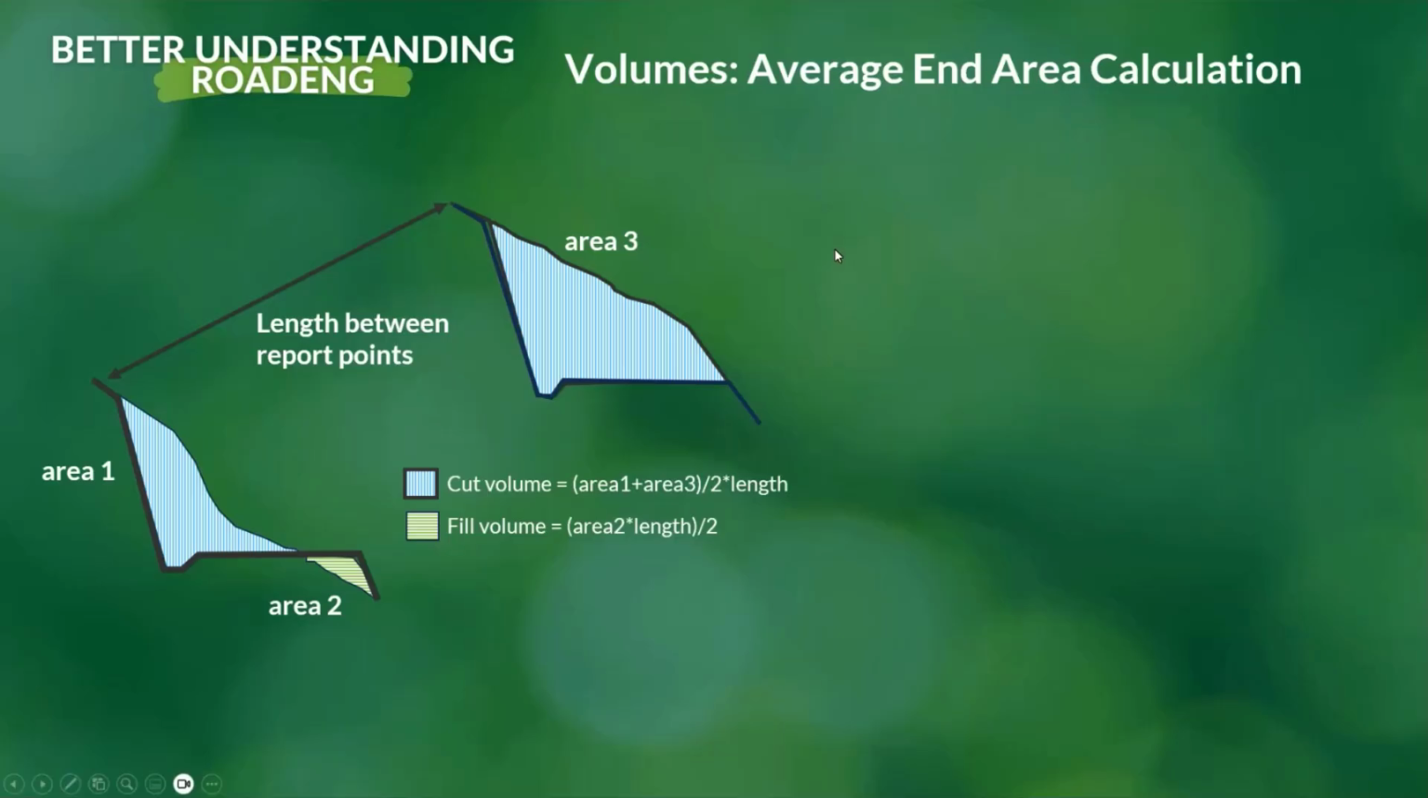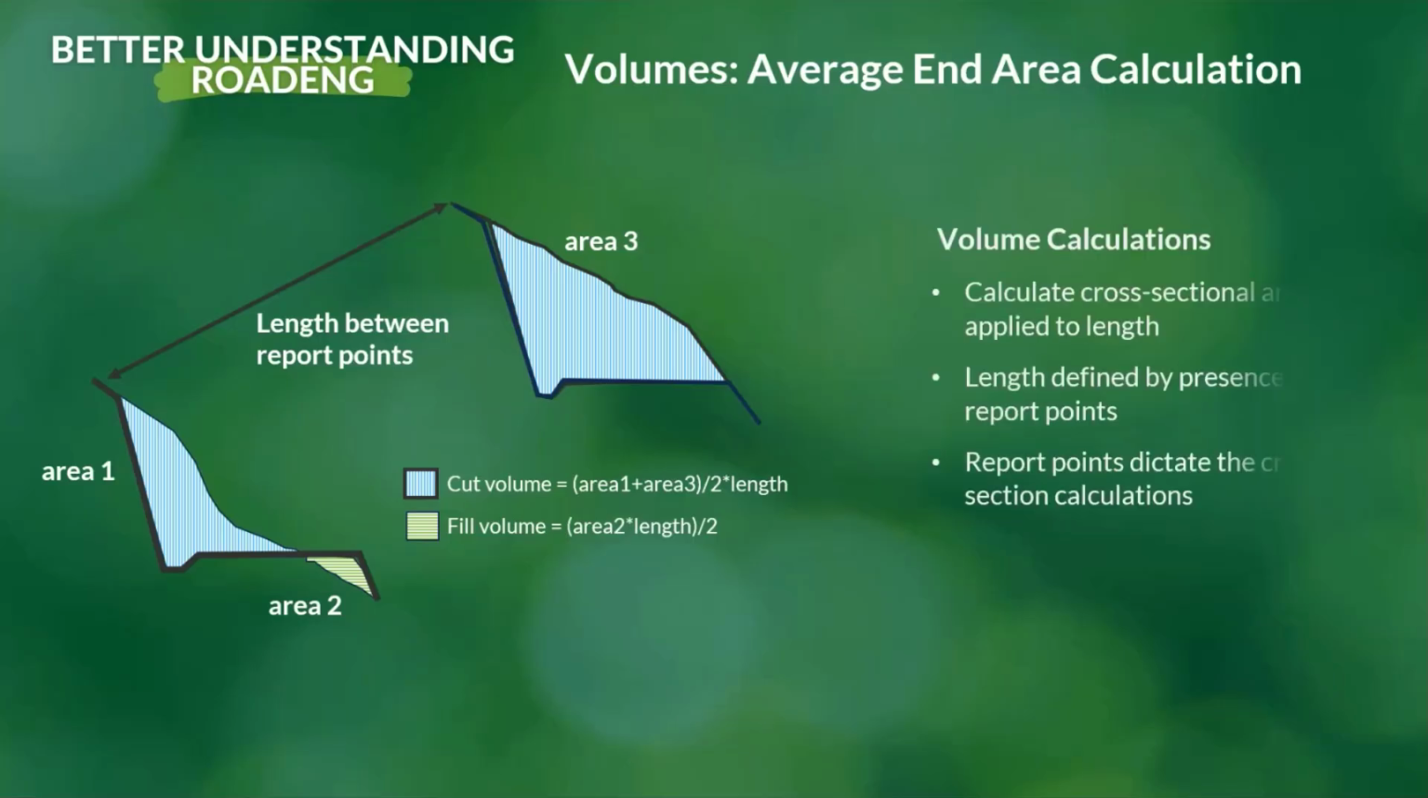So that length between report points, the further apart they are, obviously, the less accurate your calculations are going to be. So trying to find that balance point between performance and accuracy is really important. Volume calculations are cross-sectional areas applied against the length between the report points. And I should say this is a very simplistic depiction. We are able to get this in a lot more detail, especially when we start working with multiple materials, which we'll touch on briefly in a second.